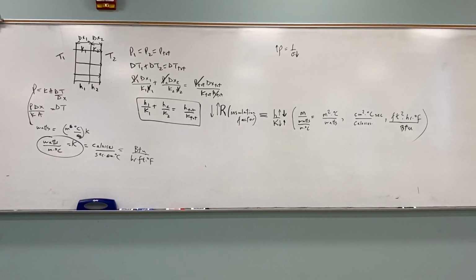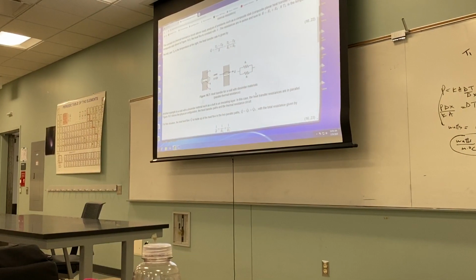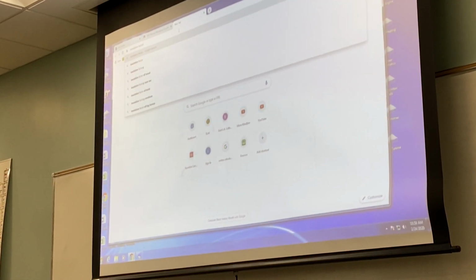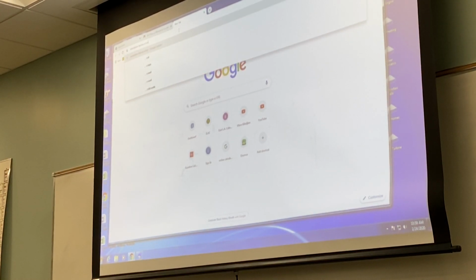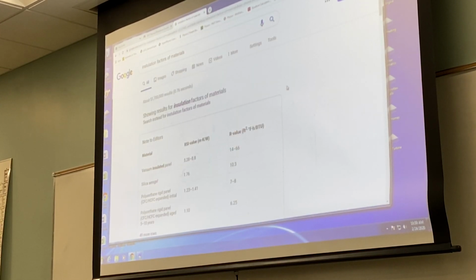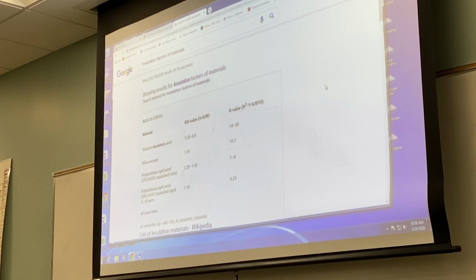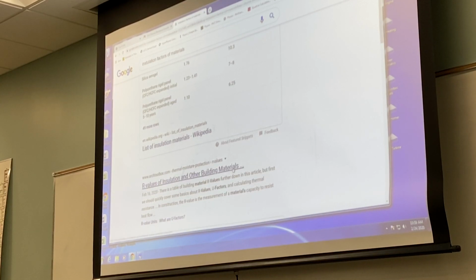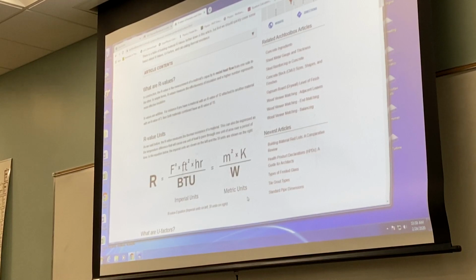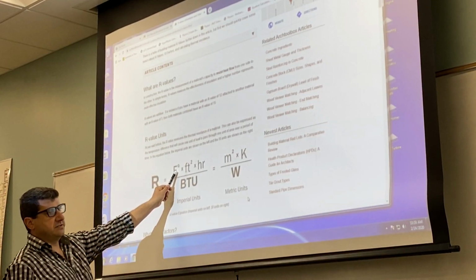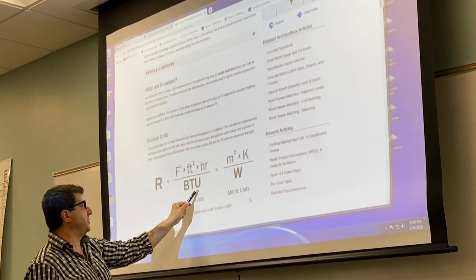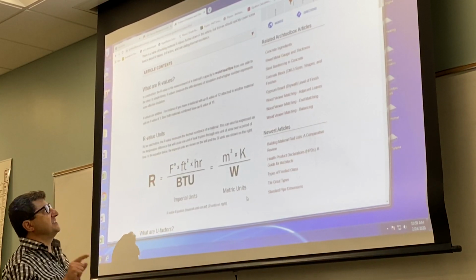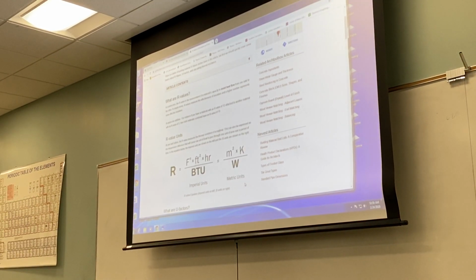So if we look at some insulation factors, see here, the insulation factor, Fahrenheit, feet squared, hour over BTU, meter squared, Kelvin over watts. So R value units, as we said before, the R value measures the thermal resistance of a material, you see, whereas the K is the thermal conductivity.